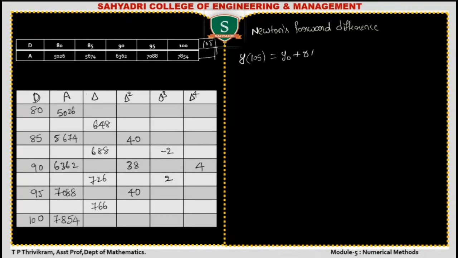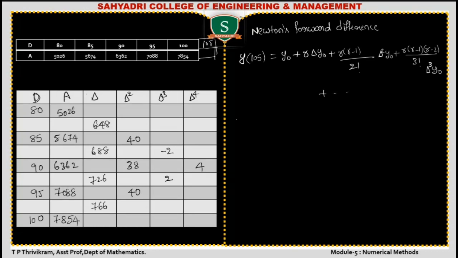R into delta y naught plus R into R minus 1 into R minus 2 divided by 2 factorial, sorry, R into R minus 1 by 2 factorial del square y naught plus R into R minus 1 into R minus 2 divided by 3 factorial into delta cube y naught plus and so on.